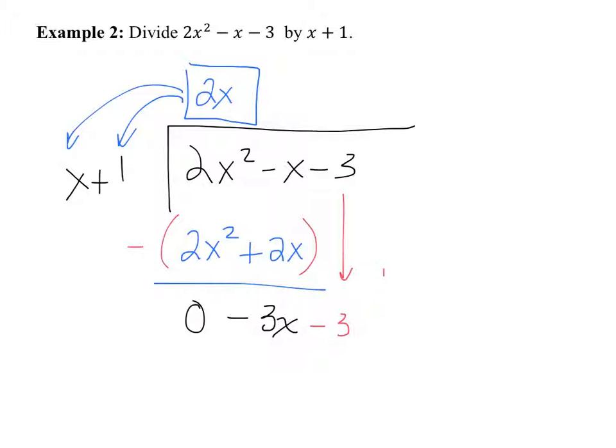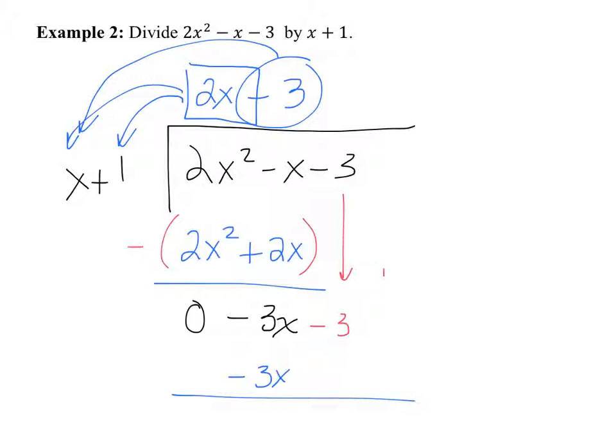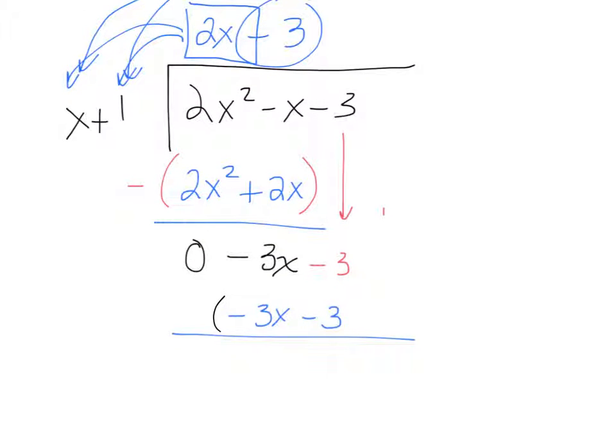What needs to go up top so that I get negative 3x right here? Remember, you always got to get the same thing there. Negative 3. Negative 3 times x gives me that negative 3x. Negative 3 times positive 1 gives me negative 3. Interesting. Now I need to remind myself to subtract this whole thing. Negative 3x minus negative 3x gives me, what is it? 0. Negative 3 minus negative 3 is also 0.